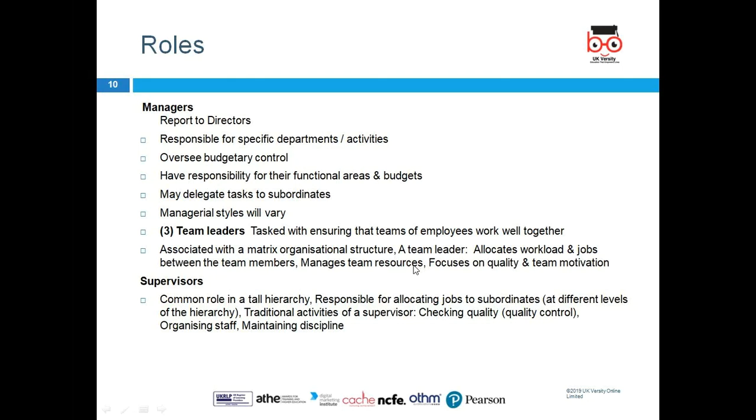In a matrix organization structure, the team leader allocates the workload and jobs between the team, manages team resources, and focuses on quality and team motivation. Motivation is very important. Without motivation we can't sustain our organization. Supervisor is a common role in a tall hierarchy, responsible for allocating jobs. How do you delegate jobs to the low level, your supervisors? The traditional activity of supervising is checking quality control, organizing the staff, and maintaining discipline in our organization. If there is no discipline, the organization can't sustain in the long run.